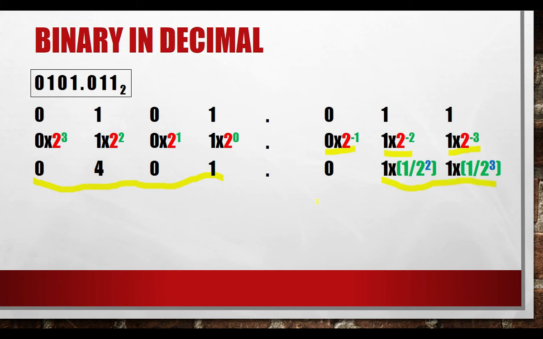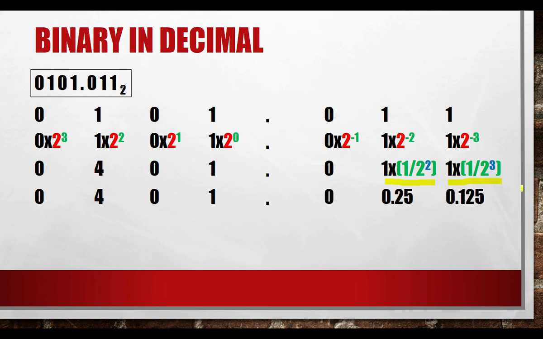Okay, so let's just copy everything from the whole number, and then for the fractional part, let's solve the remaining bits. Let's start with the second bit. So 1 divided by 4 times 1, this gives us 0.25. And for the last bit, 1 over 8 times 1, this gives us 0.125.